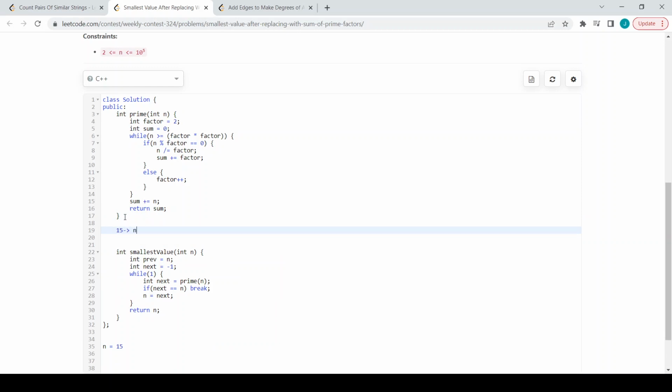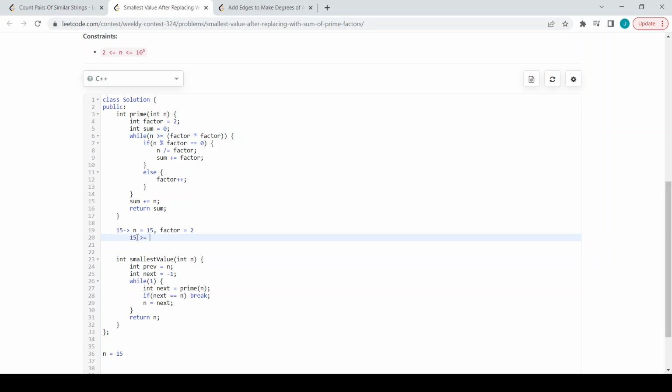My n is going to be 15, and my factor is going to be 2. I am checking this condition: 15 is greater than or equal to 2 into 2, which is 4. So I am entering this while loop, and as you can see, 15 mod this factor 2 is not divisible. So I am going to the else part, and my factor is incremented by 1, which now becomes 3. And as you can see in this condition, 15 is greater than or equal to 3 into 3, which is 9. So I'm going inside the while loop, and the if condition gives me true because 15 is divisible by 3.